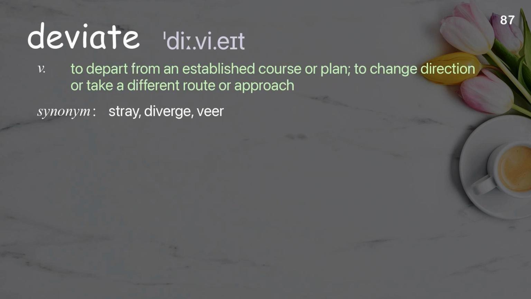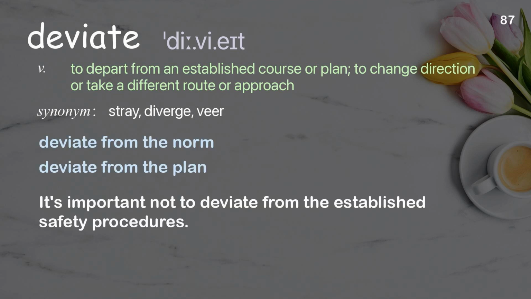Deviate: To depart from an established course or plan, to change direction or take a different route or approach. Examples: Deviate from the norm. Deviate from the plan. It's important not to deviate from the established safety procedures.